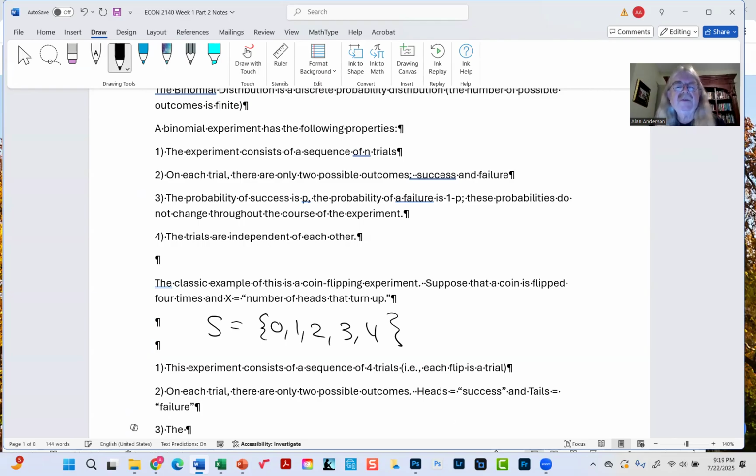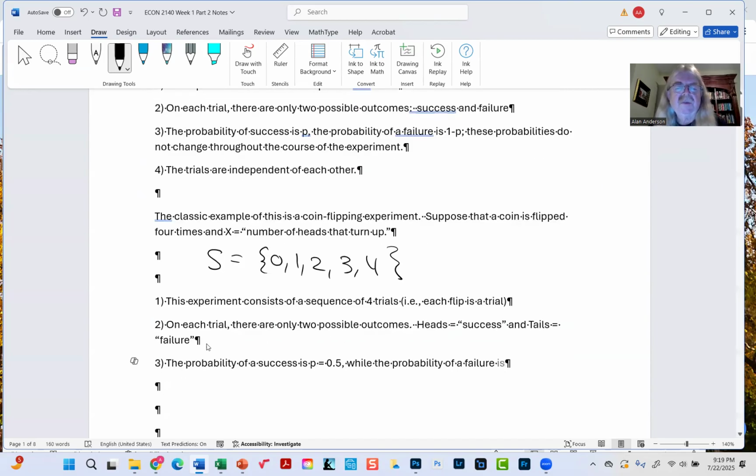Then we can claim that the probability of success is P equals 1/2, while the probability of a failure, which means a tail, is also 1/2. 1 minus P is equal to 1/2. And the key detail here is that these do not change throughout the course of the experiment.